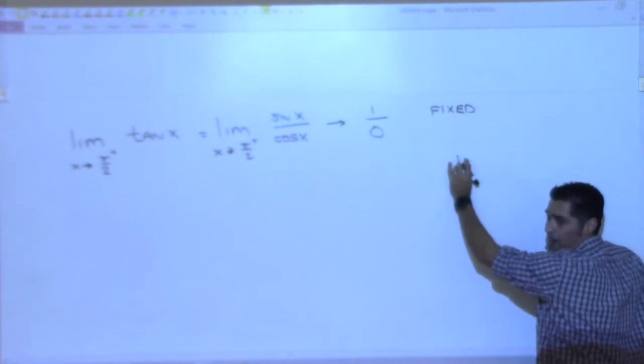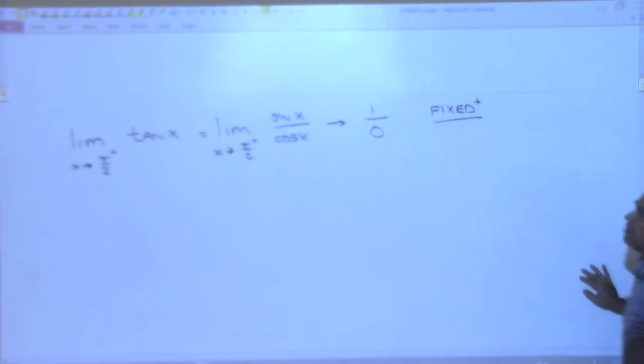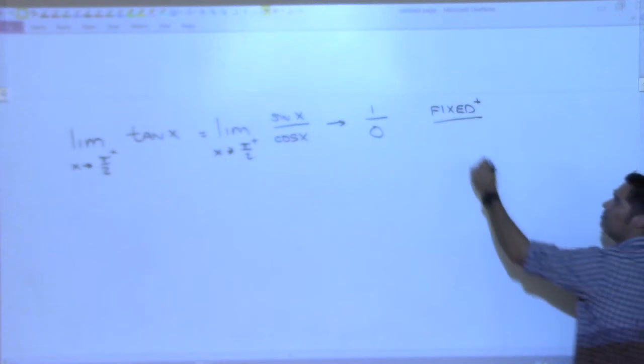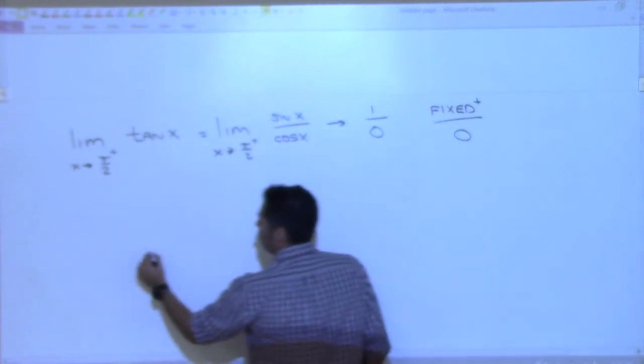I'm only concerned about positive and negative, right? So the top is fixed, positive, right? Now we have to go about trying to find out what's happening with the denominator. We know it's headed to 0, but is it positive or negative? We need to check, right? So do what we've done before.